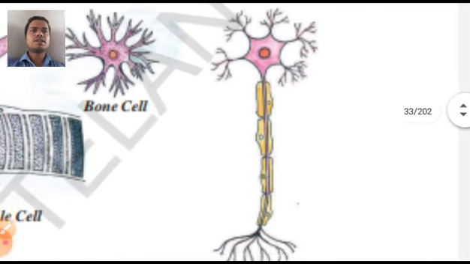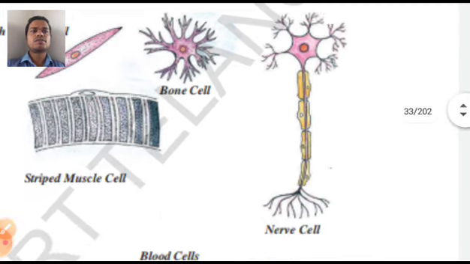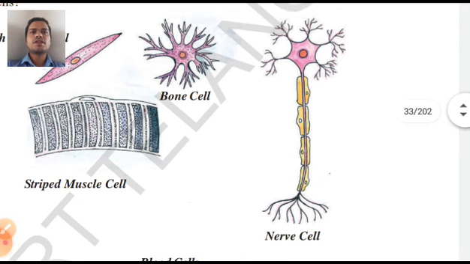Now if you see here, this is the nervous cell. Nervous cell is just like electric wires in our human body. What will the electric wires do in your home? They will transport the electricity from one place to another place. Here these nerve cells, neuron cells, are also transporting the information from one place to another place.